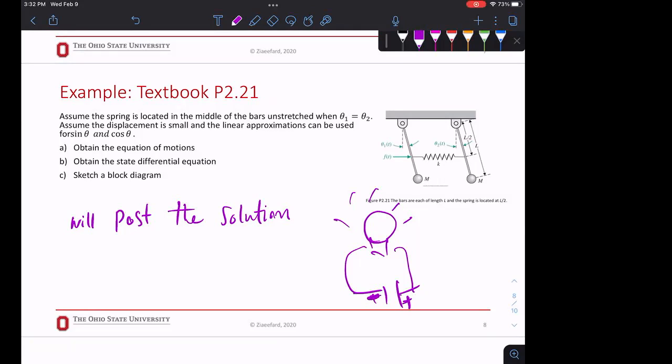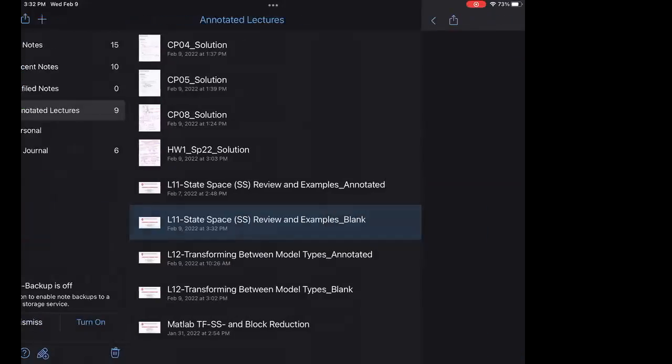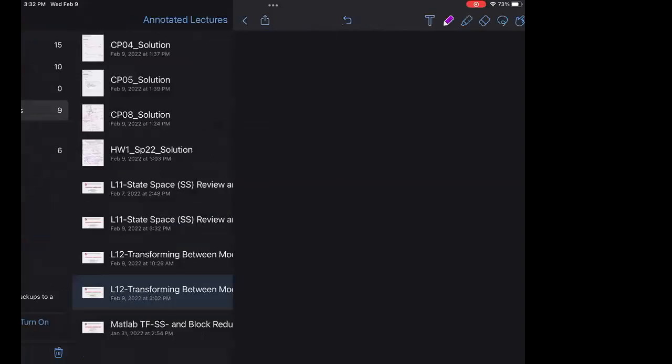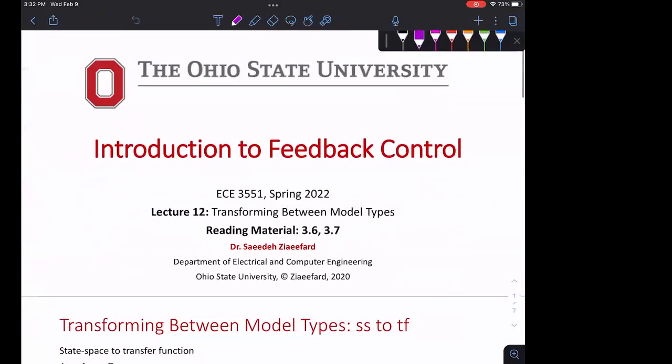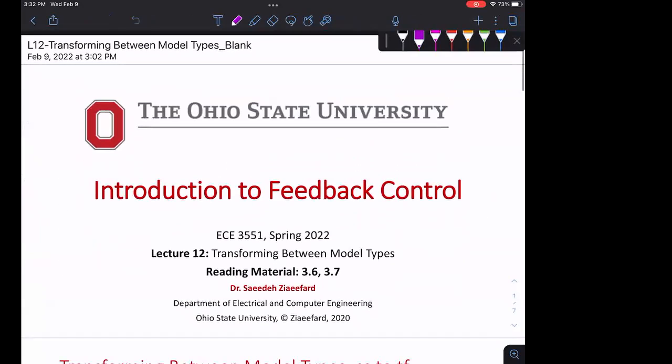I already posted the annotated version of this. I'm going to post it again in today's page, so you have all the information available to you. Now I'm going to go back to today's lecture, which is very short, to finish off state space representation.